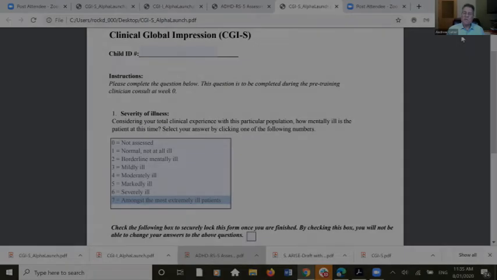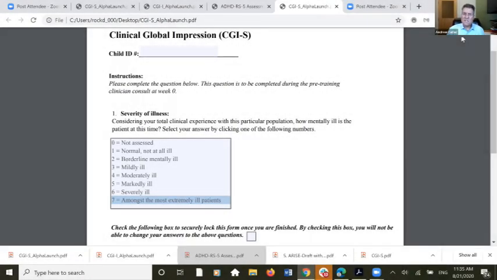What I like about the CGI-S is that it approximates how we practice in our clinical practices, not just in a research setting, because this is really asking, and we always make these judgments, how sick is the patient at this time? Are they mildly ill, moderately ill, severely ill? Are the symptoms very significant? Are they causing impact or distress? And so as clinicians, we're making these global assessments all the time. And this is just a way of codifying or quantifying our clinical judgment that we would normally use when seeing a patient at a particular visit.